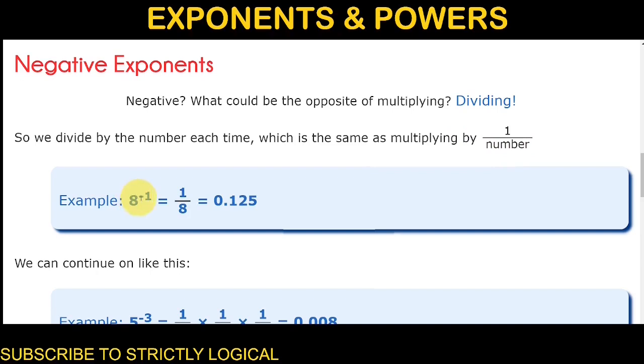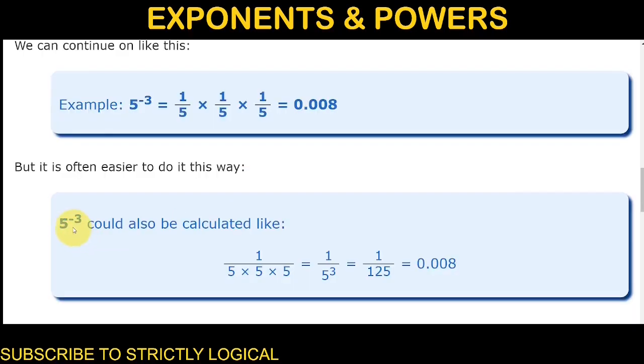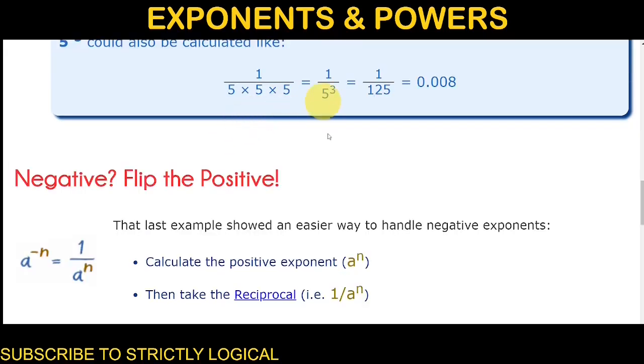For example, 8 to the power minus 1 is equals to 1 upon 8, which is equals to 0.125. This 5 to the power minus 3 can also be written like that, 1 upon and then multiply 5 3 times. You will get 1 upon 5 to the power 3. But the important point to remember is that we have written it in reciprocal form. And this 1 upon 5 to the power cube can be written as 1 upon 125, which is equals to 0.008.